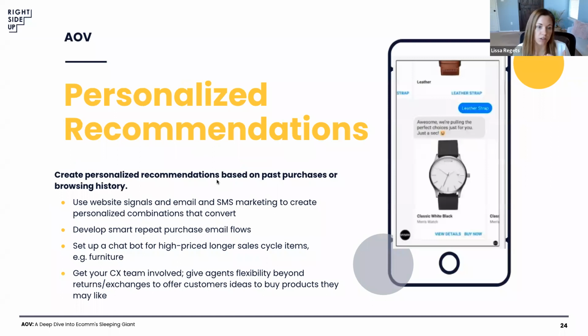Personalized recommendations. This is something that, especially with privacy and all the challenges that we're having with third-party data, we still have a lot of first-party data, right? And so we can use that. We can use our website signals, our email list, our SMS list. We can use surveys. We can use our CX team to understand what people are buying, what they're interested in, what kind of combinations might be a good fit for them, what is their past purchase behavior.